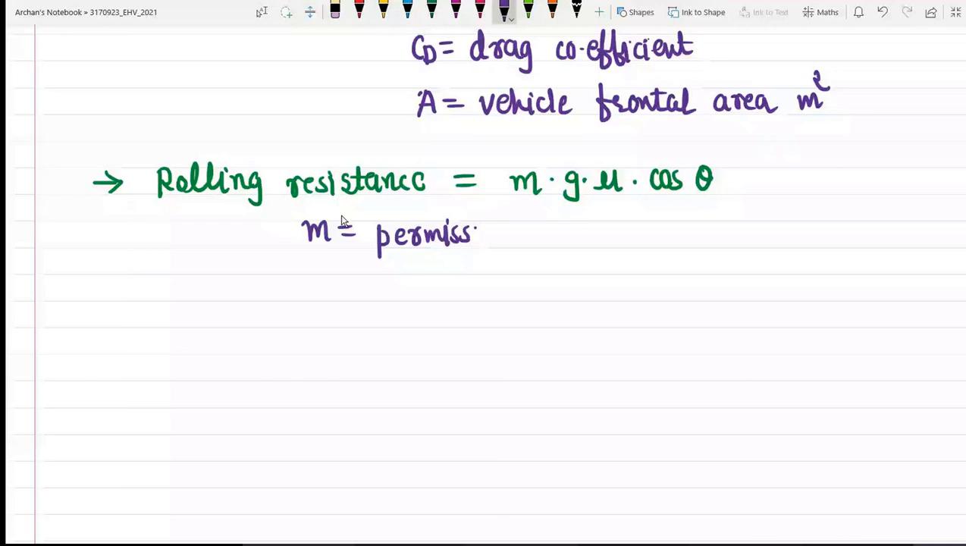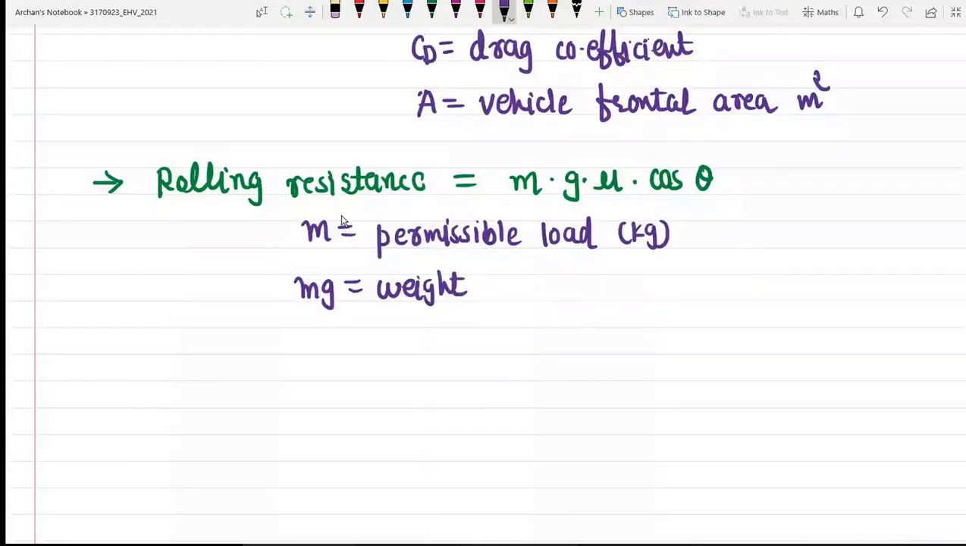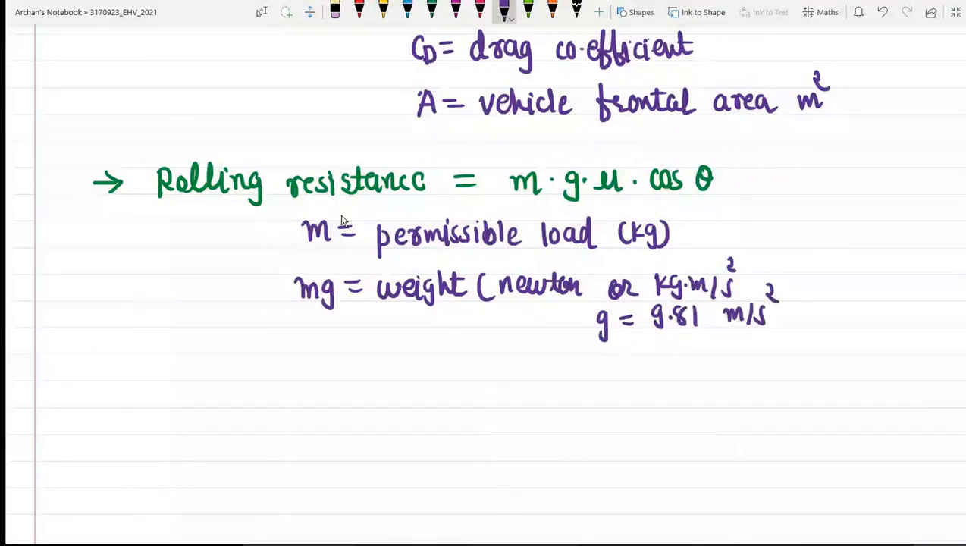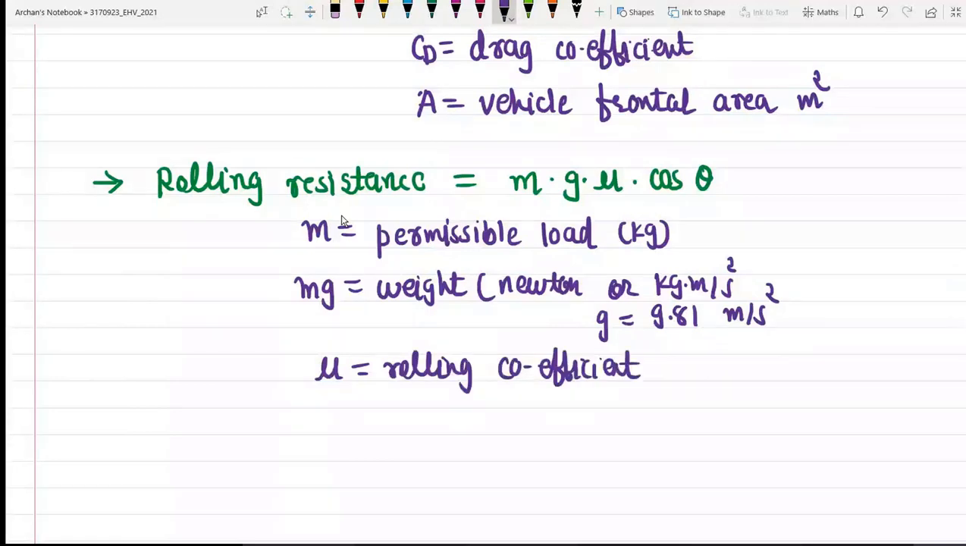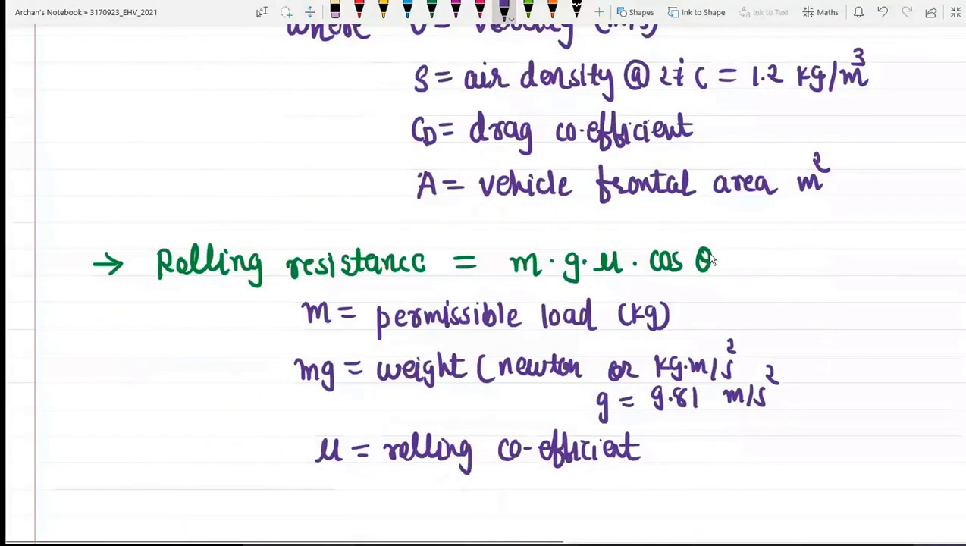Then what is mg? mg is the actual weight in newton, or kg meter per second square, where g is the gravitational acceleration and it is equal to 9.81 meter per second square. Then there is one more parameter, which is mu. It is nothing but the rolling coefficient. For different road surfaces we will have different values of this rolling coefficient mu, right? And theta, of course, we know is nothing but the grade. Generally the value of theta is limited to 12 degrees only.